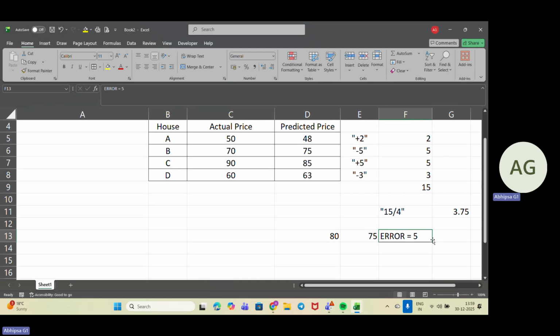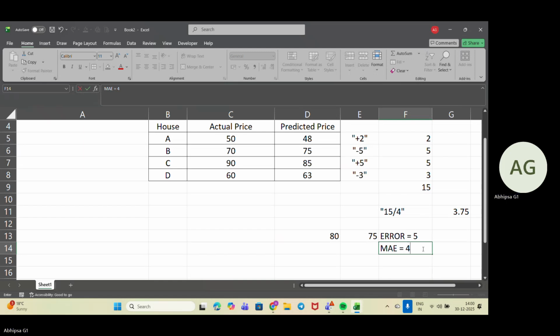Now if this MAE is 4, then on average the predictions are off by 4 lakh. If after checking all of the houses we get, suppose, an MAE equal to 4, that means on average the predictions are going wrong by 4 lakh.